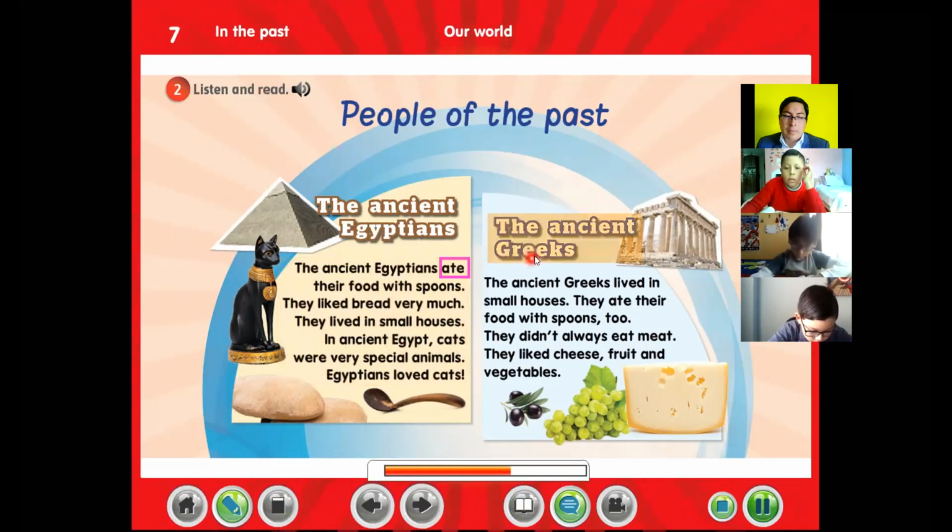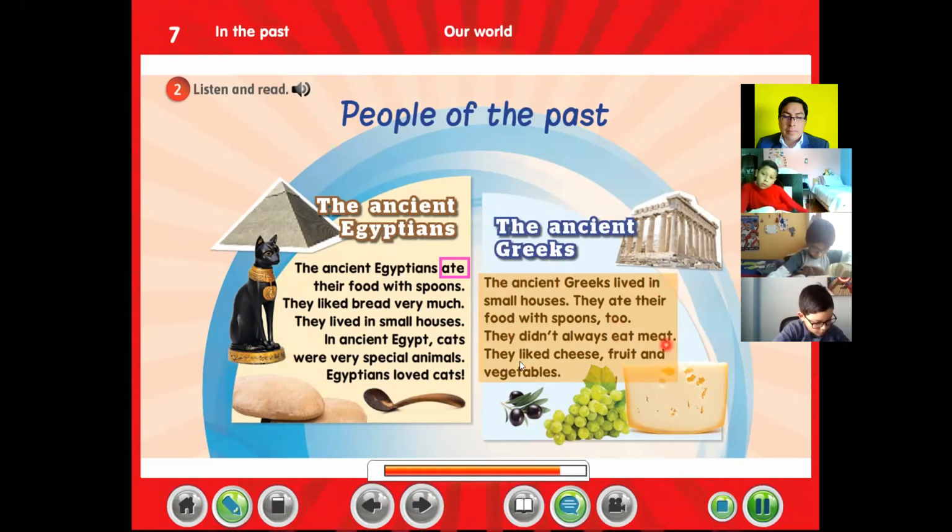The ancient Greeks. The ancient Greeks lived in small houses. They ate their food with spoons too. They didn't always eat meat. They liked cheese, fruit, and vegetables.